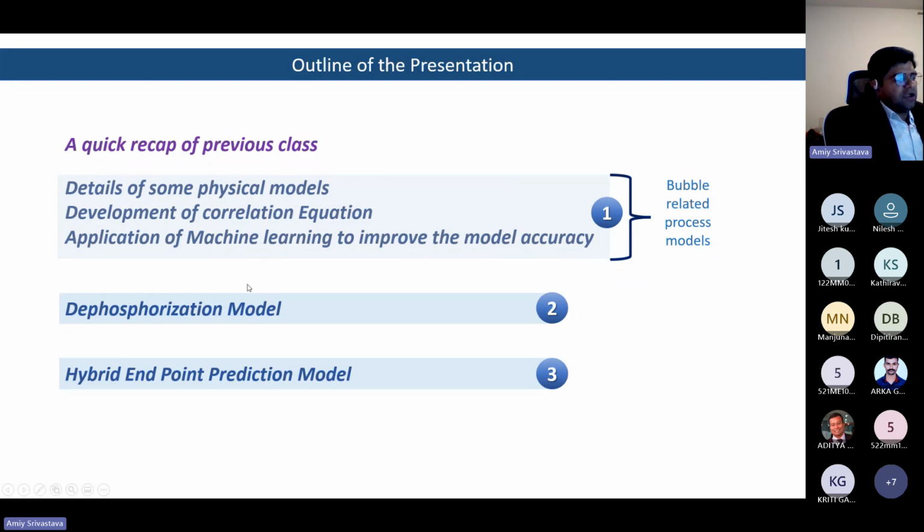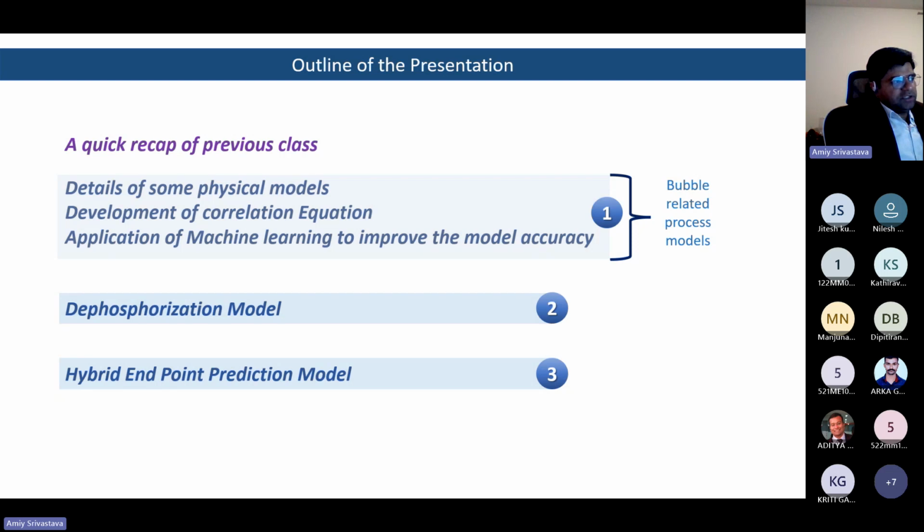But after that, I have kept some time for the dephosphorization model. We developed this data-driven model 2, 3 years ago, I believe, and that was quite useful for different people in industry as well. So I will talk about this. And the third one is our latest model, which is called the hybrid endpoint prediction model. I will tell you why we call it a hybrid model and what it is all about.